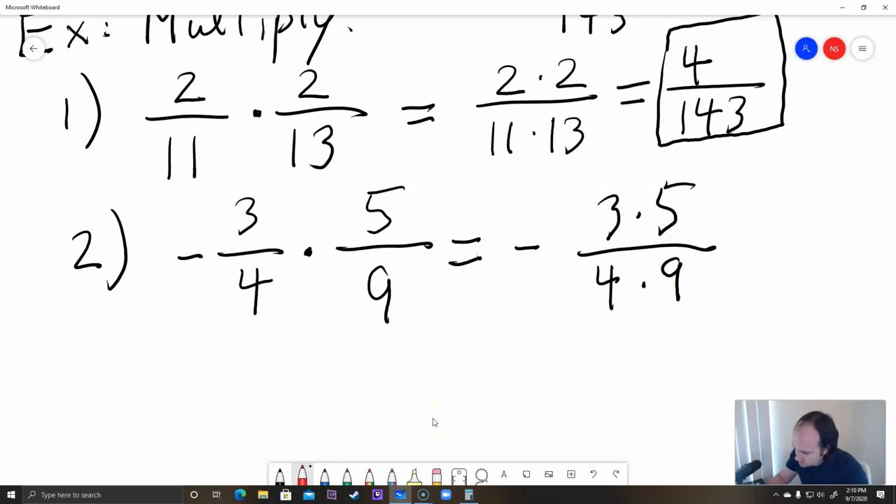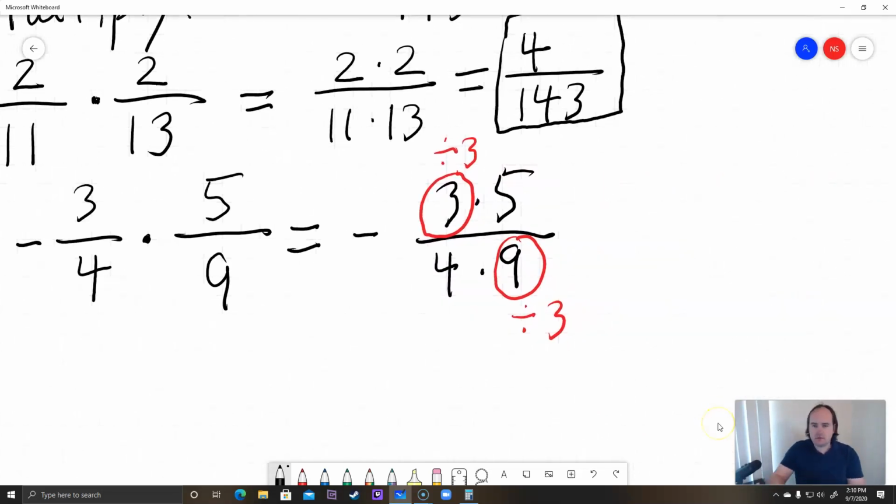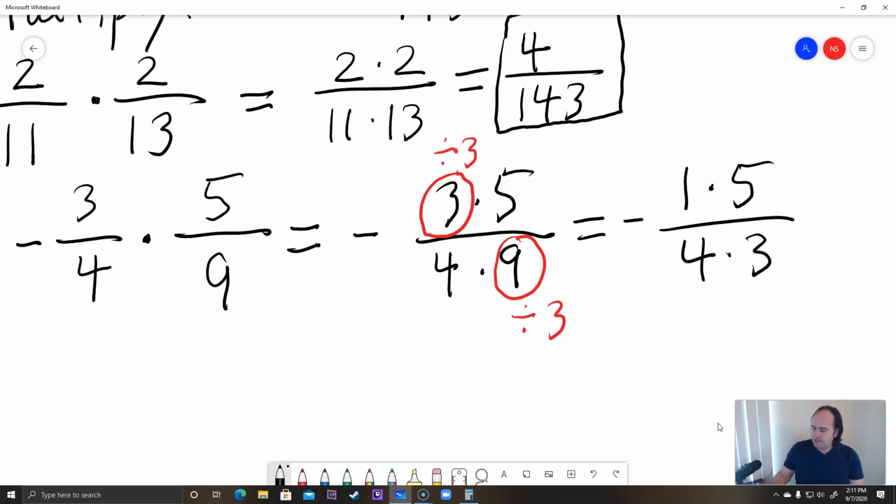So we divide the top and the bottom by 3, that's a common factor. We divide this one by 3 and we divide that one by 3. After we do that, we're going to have negative, 3 divided by 3 is 1, times 5 on the top. And on the bottom, we have 4 times 9 divided by 3, which is 3. So you should have negative 1 times 5 over 4 times 3.